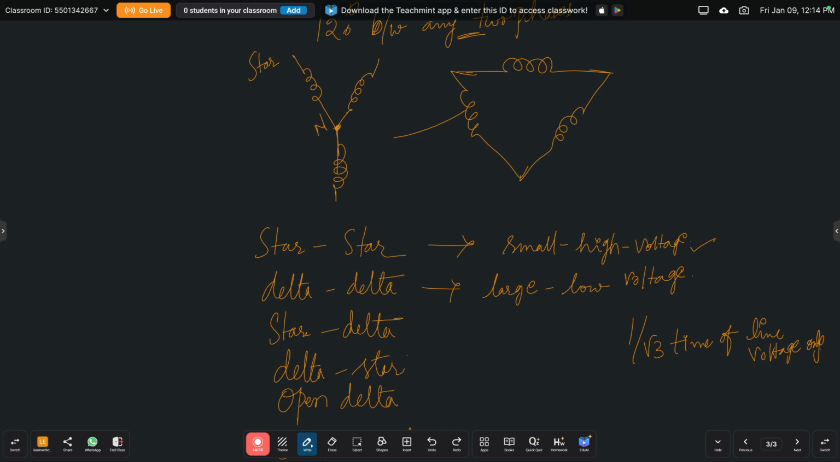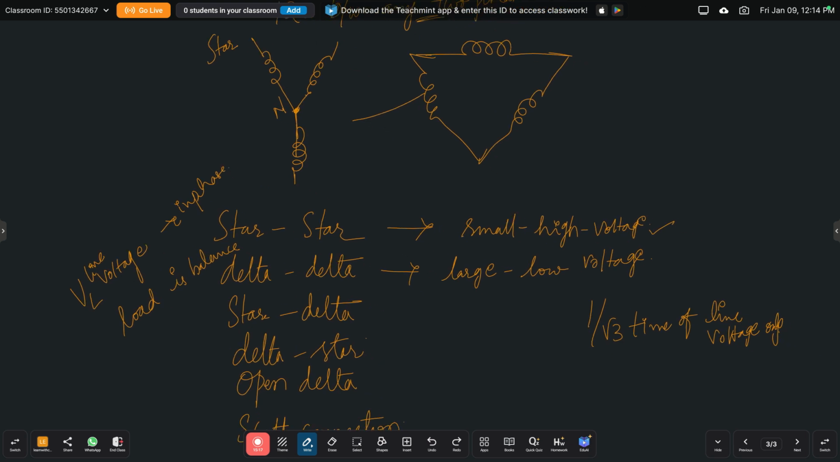So thus the amount of insulation required also reduces. The ratio of line voltage on the primary side and the secondary side is equal to the transformation ratio of the transformer. The line voltage on both sides is in phase with each other. This connection can be used only if the connected load is balanced. If the load is balanced, then we can use this star to star connection.